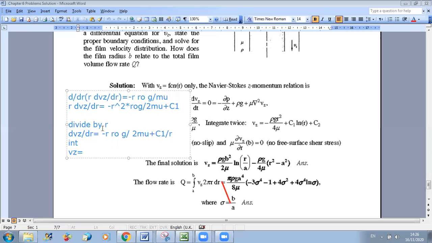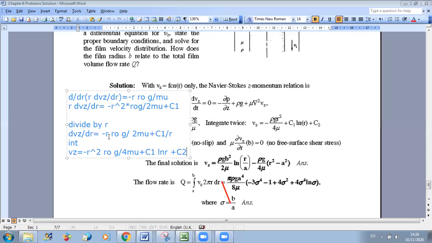Now we integrate this relation. For the first term, the integration of r is r square over 2, so we get minus r square times rho g over 4 mu. Now, the integral of 1 over r is ln r, so plus c1 times ln of r, and we don't forget to add the constant c2, so plus c2. So this is our Vz.